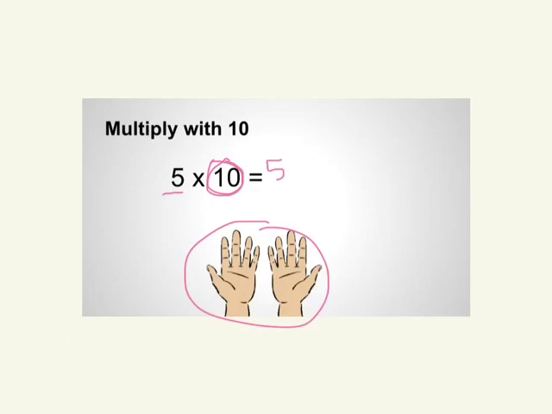I got 50 because I held up 5 fingers and I counted by tens. 10, 20, 30, 40, 50. 8 times 10. Go ahead. Solve this one. Eight groups of 10 equals 80.